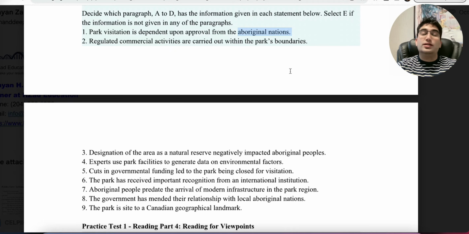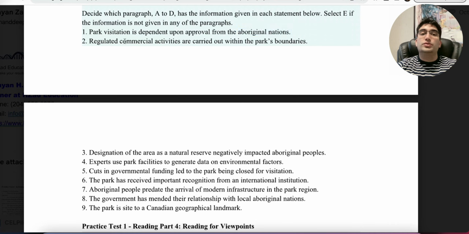I mean, yeah, you can call it First Nations or natives, but Aboriginal is the main term. And even if it's not, very close words would be obvious, like you would know it's First Nations or something similar to that. Park visitation, it is something to do with visits. There are very few synonyms for visit. So this and this are good keywords. These 2 are good keywords.